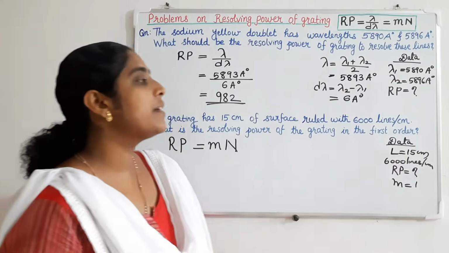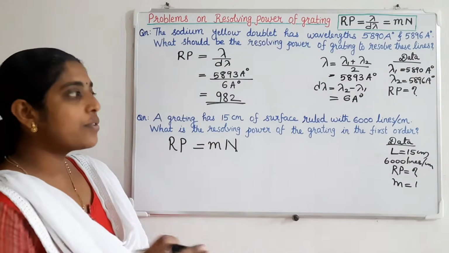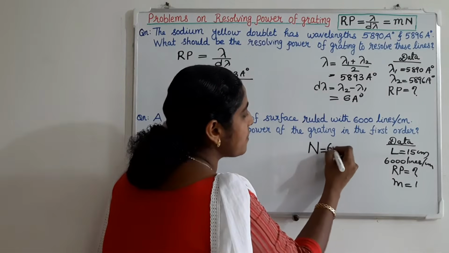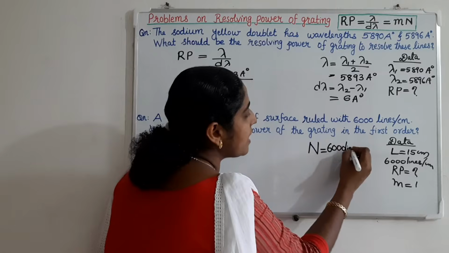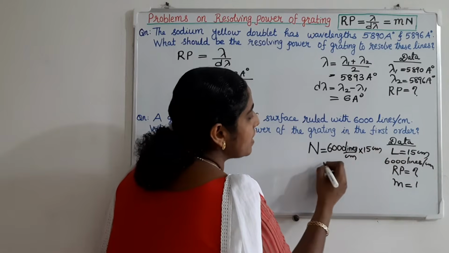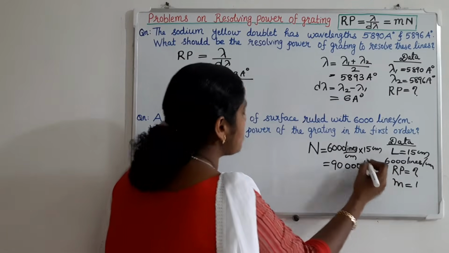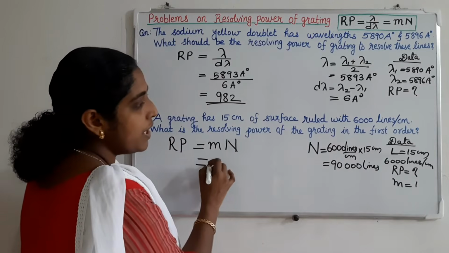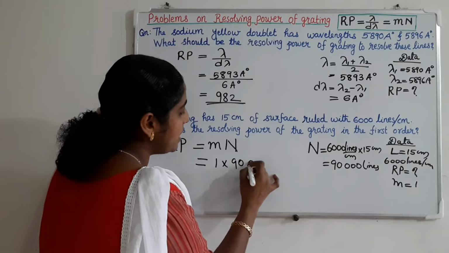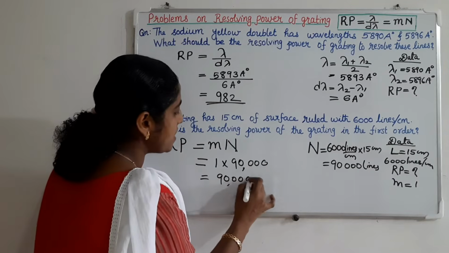Here per centimeter we have 6000 lines and the surface has a length of 15 centimeter. So the total number of lines on the grating surface is 6000 lines per centimeter into 15 centimeter, that is 90,000 lines. So the resolving power is m, that is 1, into n, 90,000. So the resolving power is 90,000.